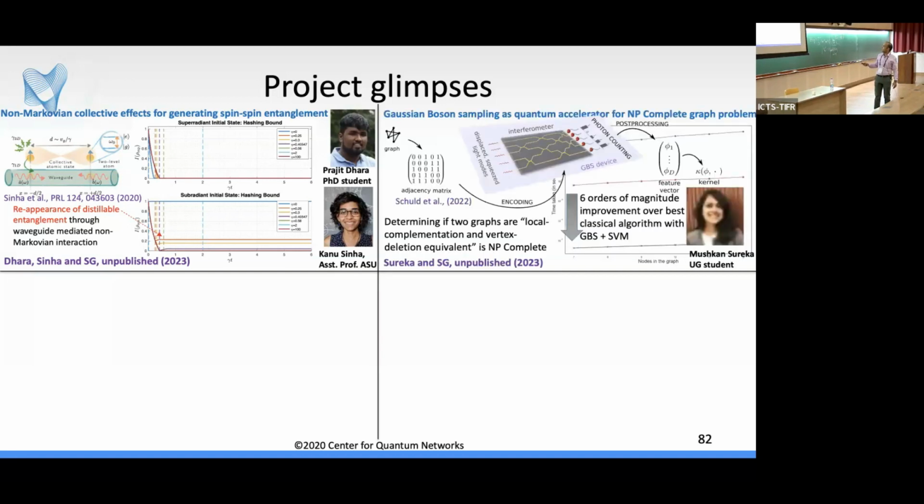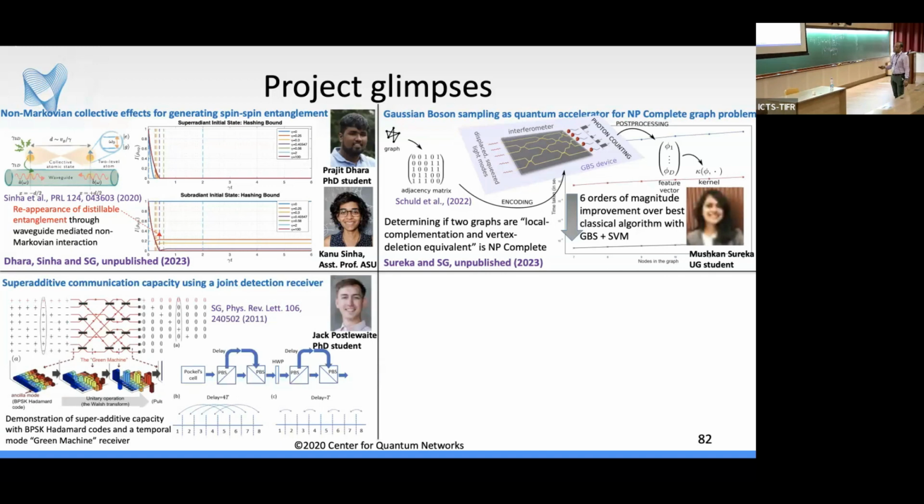super radiance phenomenon. My first year PhD student, Mushkan, is looking at using a Gaussian boson sampler to solve an NP-complete graph classification problem potentially faster than a classical computer. Even though they will both scale exponentially, you can get a constant factor improvement by using a Gaussian boson sampler to encode a graph and then looking at the output and then using a support vector machine.